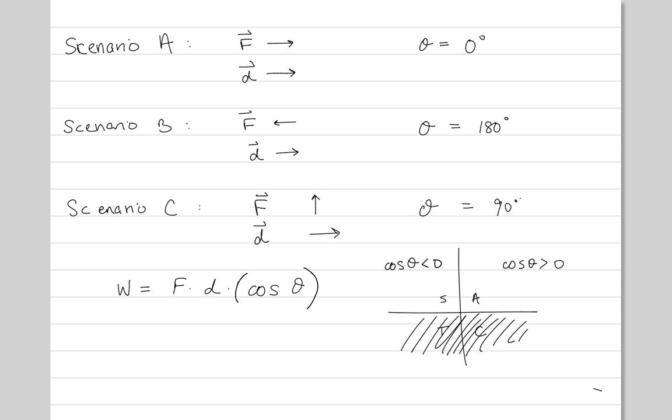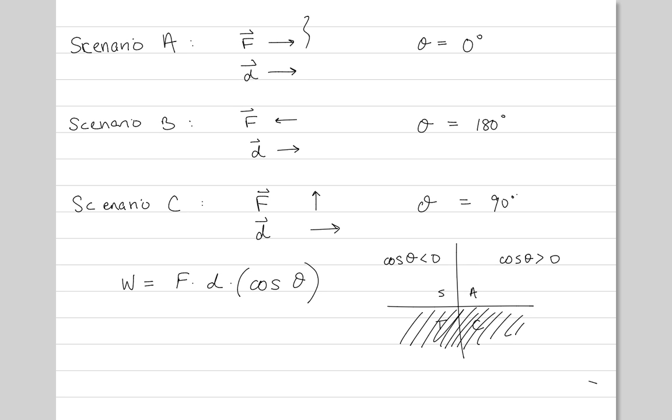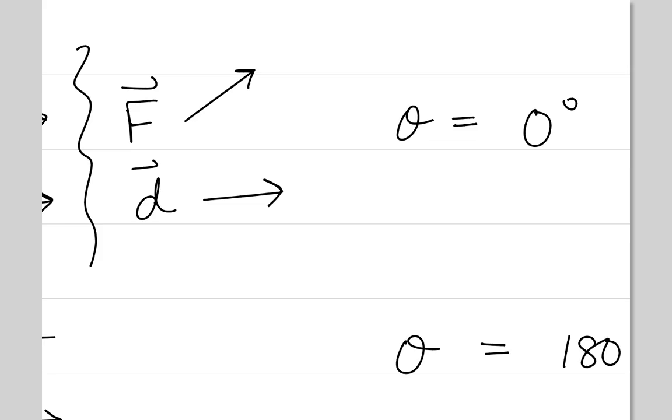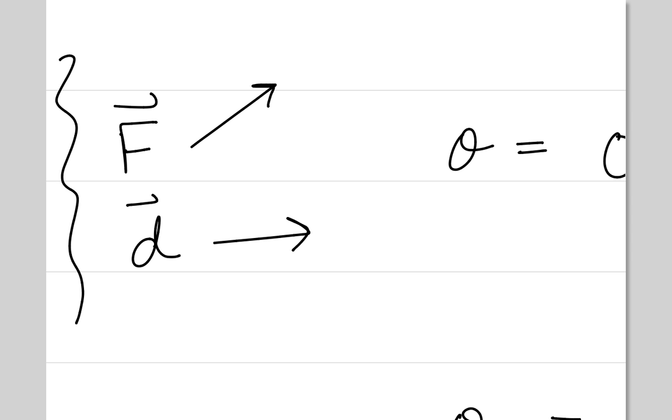Okay. Like for scenario A, you could also have this situation. What if the force vector was at an angle, but the displacement was to the right? What would you do in that situation? This is like you've got the dog on the chain and he doesn't want to walk, but you're pulling him. What happens in this situation when the force is at an angle?